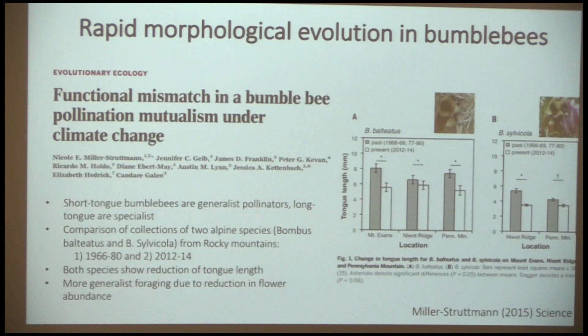Tongue length is really important for bumblebees because it's related to whether they are more generalist pollinators, so short tongues can go to many flowers, or whether they're specialists, which means the longer tongues are only specifically adapted to specific flowers. So in this paper they argue that this relates to evolution towards more generalist foraging because there's been a reduction in the abundance of flowers related to climate change.